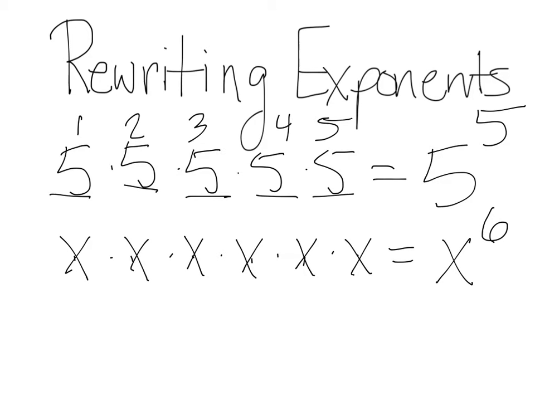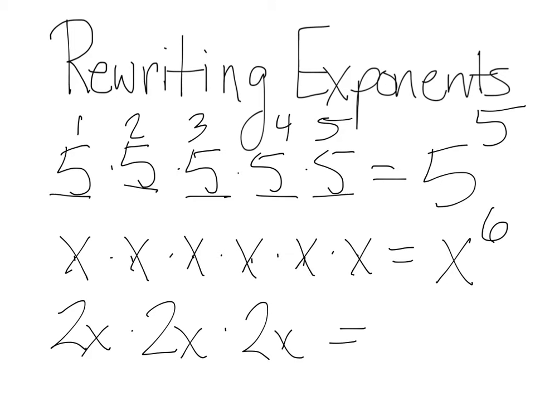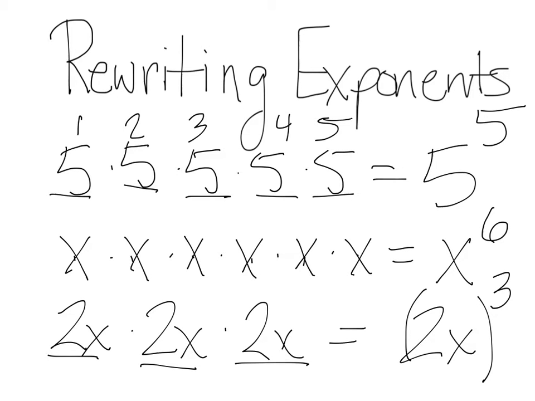What if there was a number and a variable, like 2x times 2x times 2x? What would that equal? Well, the base is 2x, and we need to place all of it in parentheses because it's not just the x, and it's not just the 2, it's both of them. And how many times was it used as a factor? How many times was it multiplied? 3 times. So notice, when you put a 3 or an exponent outside of parentheses, it applies to everything inside the parentheses. That's how we begin to rewrite exponents.